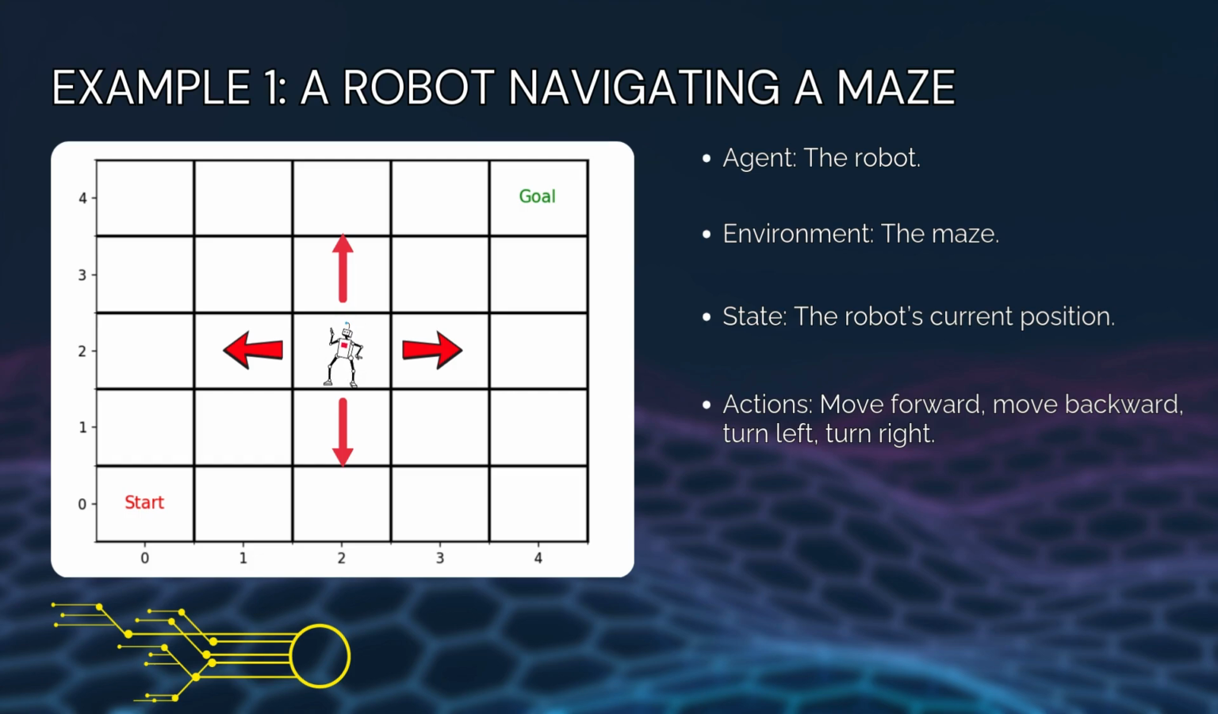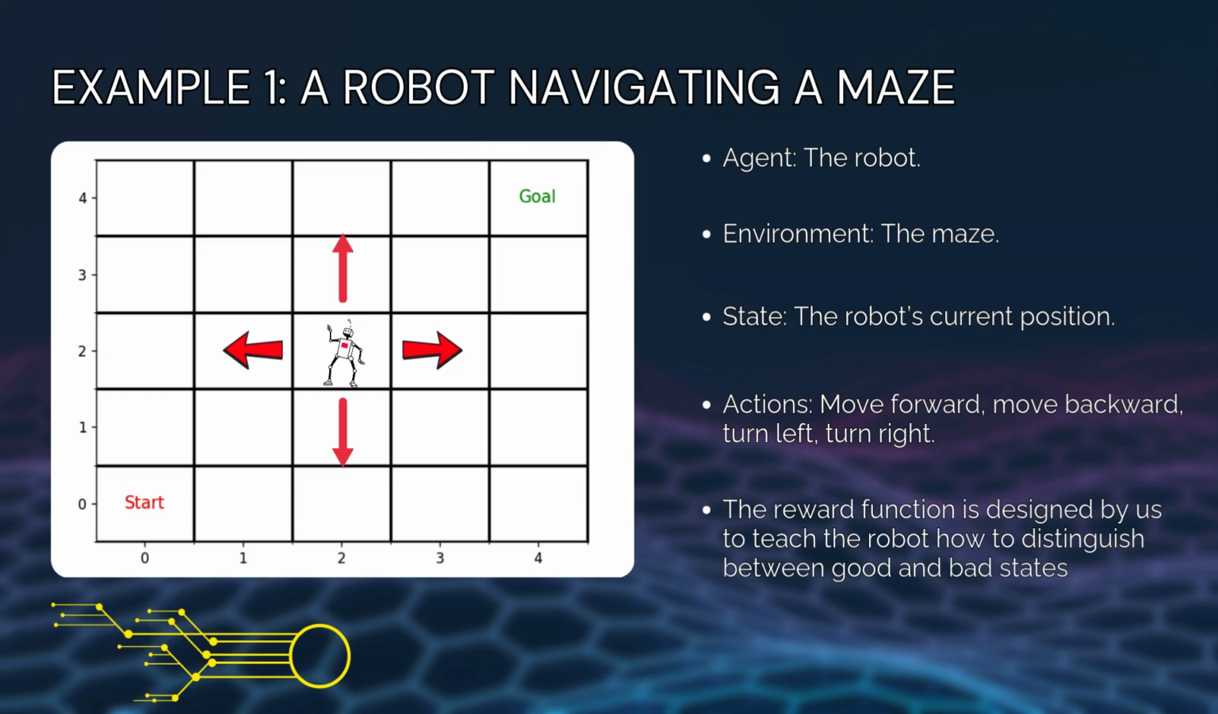When the robot takes an action, for example moving forward, it enters a new state and checks whether it has escaped. If it gets closer to the exit, it receives a positive reward. If it hits a dead end, it might receive a negative reward. Through repeated trials, the robot learns to navigate the maze efficiently. Here, the reward function is designed by us to teach the robot how to distinguish between good and bad states.